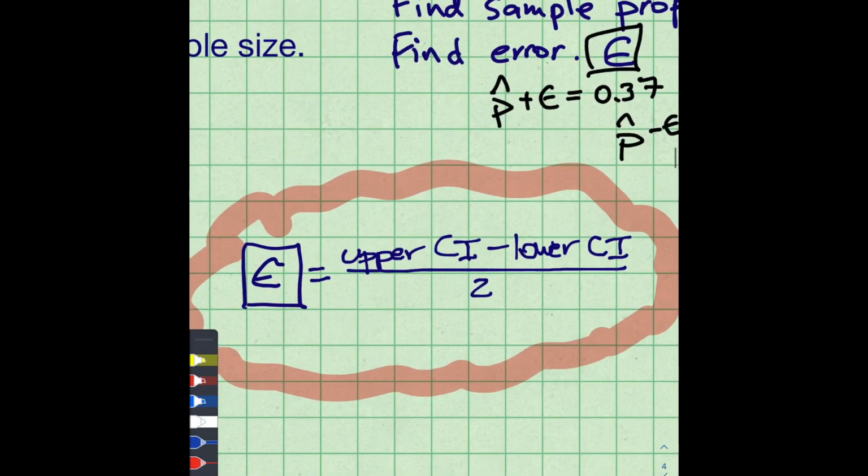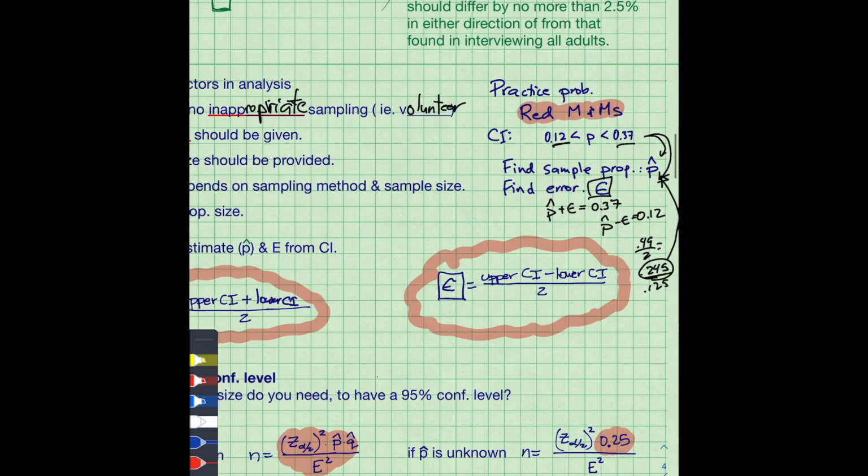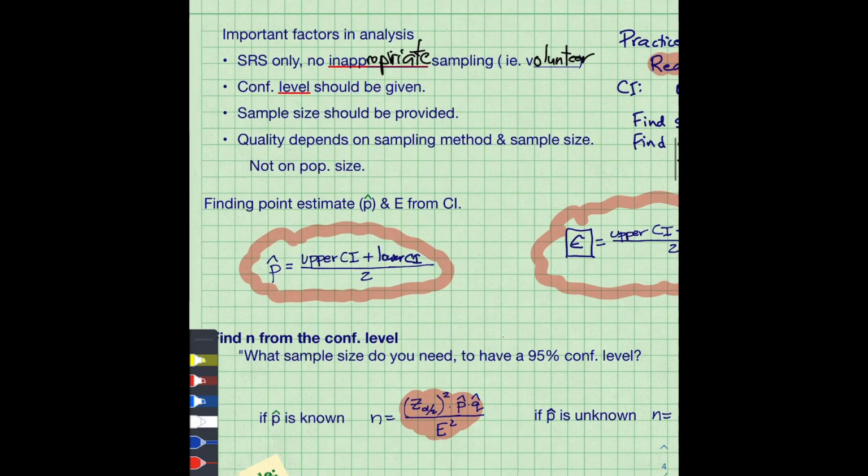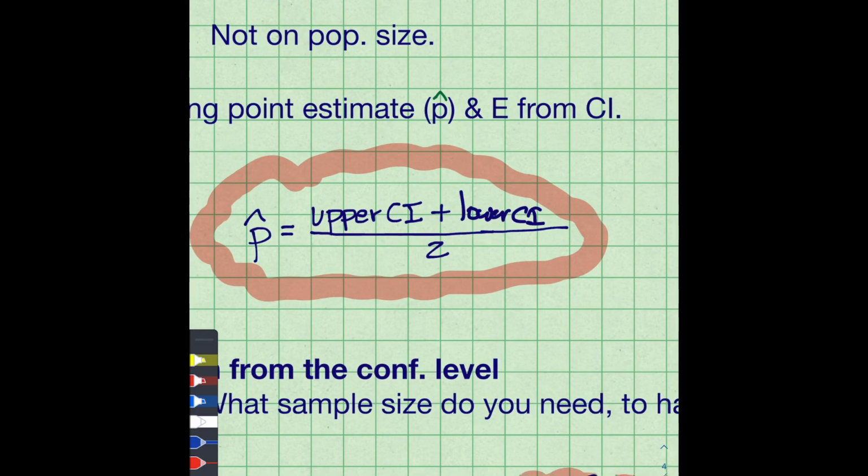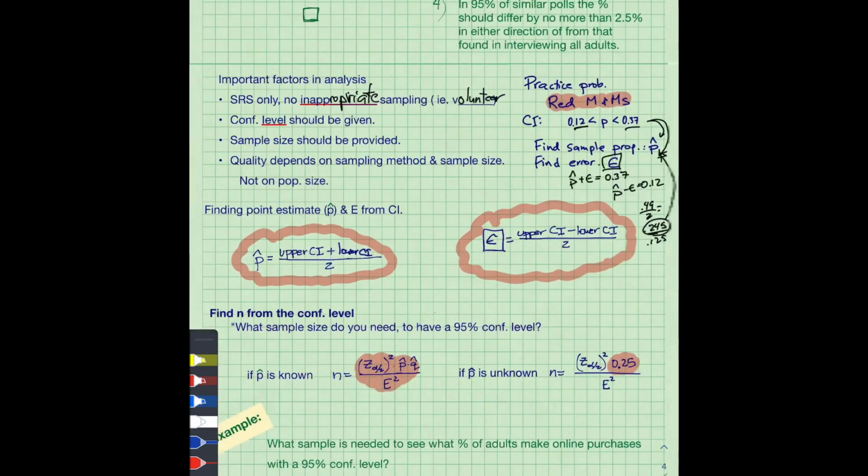So this formula here, I don't know if it's necessary to write this down. This should be fairly obvious. To get the error, subtract, divide by 2. Or, on the other hand, you could find p hat by adding up the two and divide by 2. Either one of those will work. Once you find one of them, the other one's easy to calculate, but you just need to be able to grab one of them.